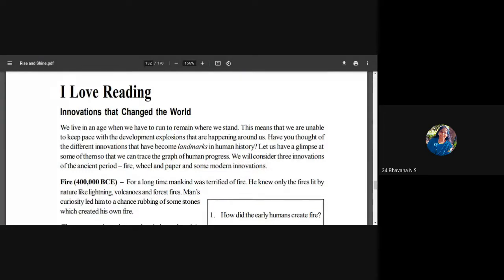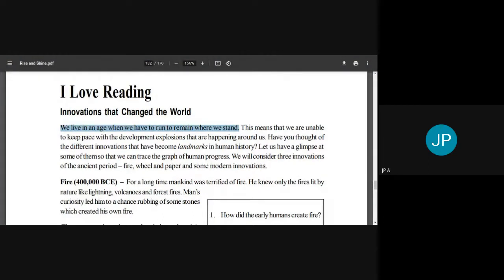Thank you, Bhavna. So here we see these innovations. So what are innovations? Innovations are new findings. Any invention or discovery can be categorized into an innovation, that is, anything new. Etymologically, if you look at the root of the word, nova means new. So anything new can be called an innovation. So the new finding that fire can be made useful is something that helped humankind. So the introduction says that we have to run to remain where we stand.